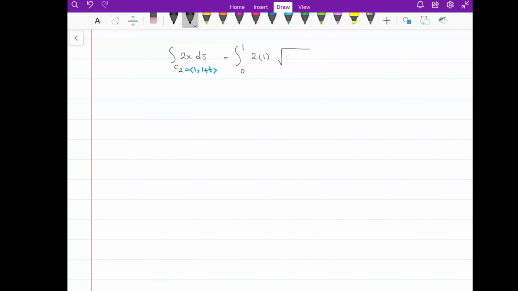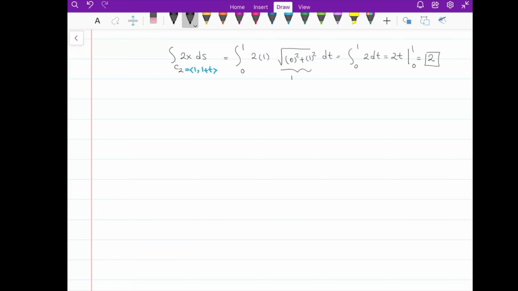ds would be the formula for speed. The derivative of this is 0, so I get 0 squared. The derivative of that with respect to t is 1, so I get 1 squared, and then dt. So this is just 1. The answer here is just 2, so I get 2t. Let me write everything together, it's just 2. So let me not skip any step. So I have the integral from 0 to 1 of 2 dt, which would be 2t from 0 to 1, which is just 2.